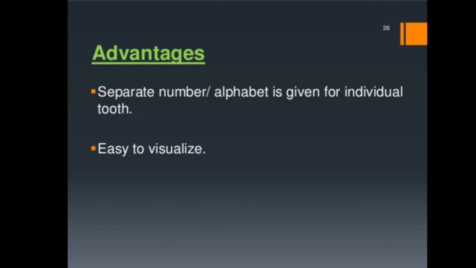Now talking about the advantages of the tooth numbering system, separate numbers and alphabets are given for individual teeth, as we have seen earlier. It is easy to visualize which tooth has the importance for the treatment, or which tooth the dentist is talking about.